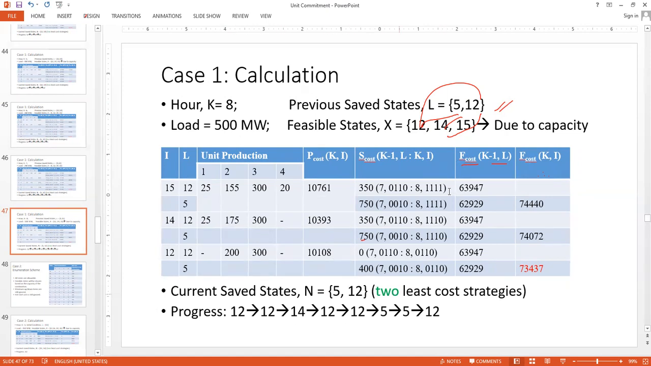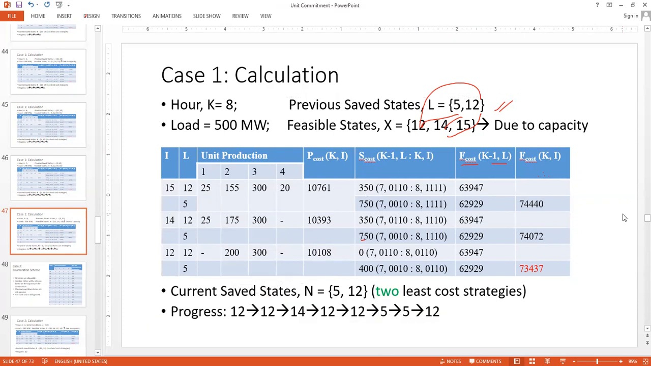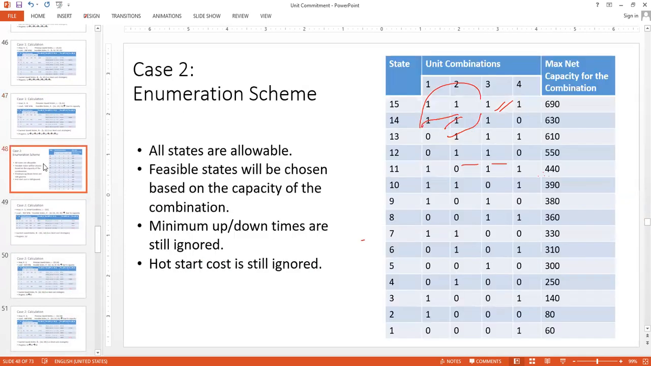So in this manner, you will complete the search strategy. And for an 8-hour problem, you have to do this much calculation. And remember, this is only case number 1. Inshallah, in the next recording, I will start case number 2. That will be a little bit more interesting, but actually the steps are almost identical.